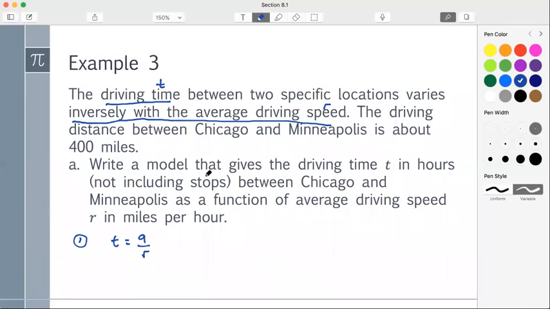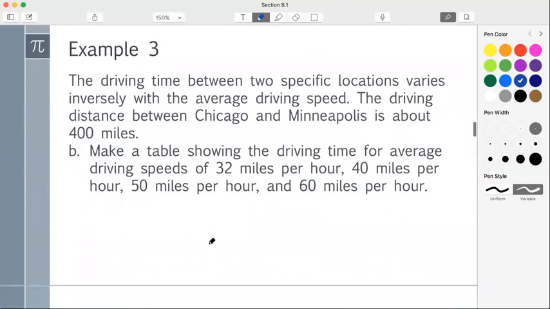Write a model that gives the driving time T in hours between Chicago and Minneapolis as a function of the average driving speed R in miles per hour. Notice it says the distance between Chicago and Minneapolis is a constant 400 miles. That does not change. So that's how I know to write T equals 400 over R for part A.